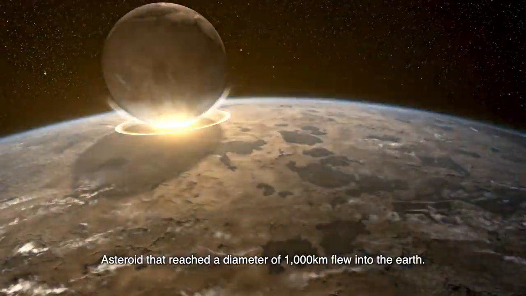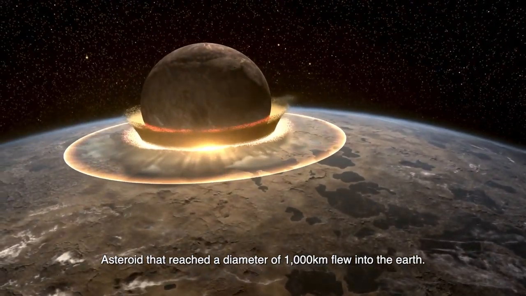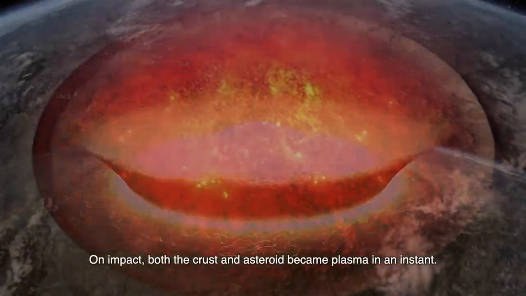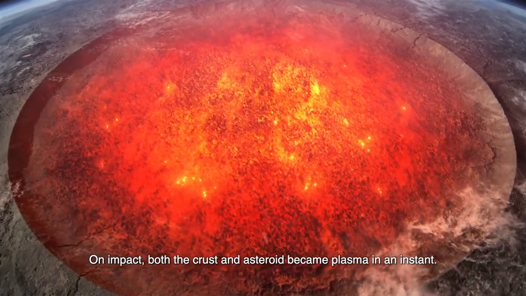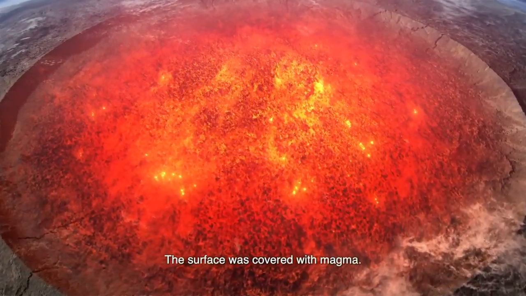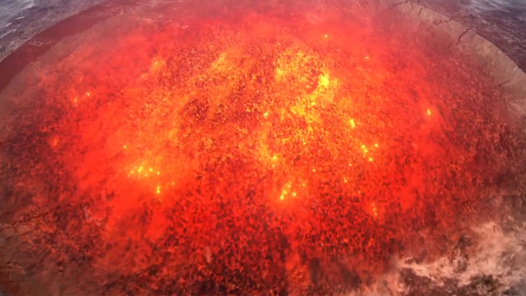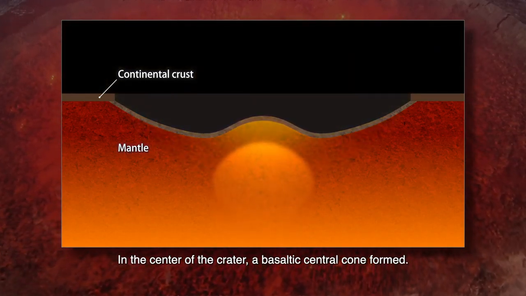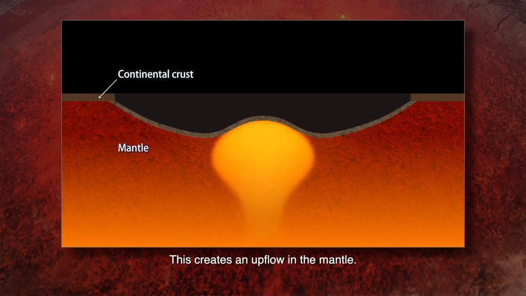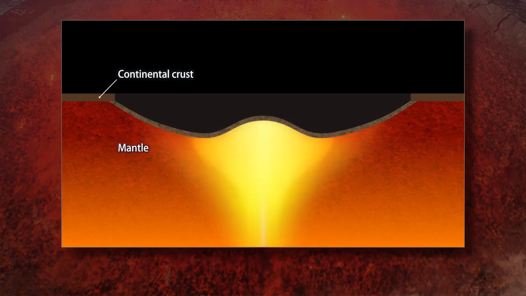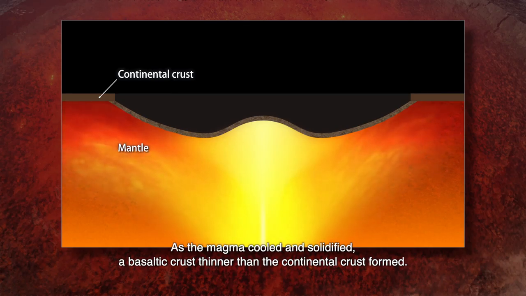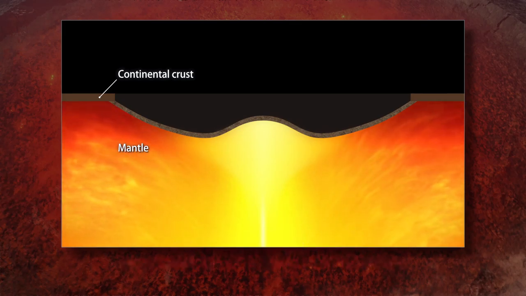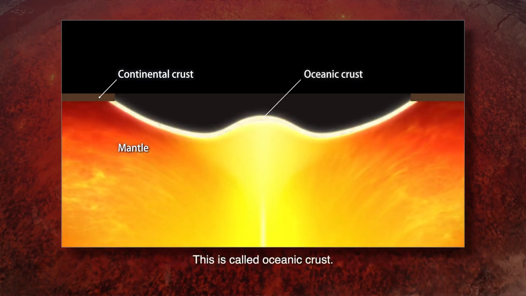Asteroids that reached a diameter of 1,000 kilometers flew into the Earth. On impact, both the crust and asteroids became plasma in an instant. The surface was covered with magma. In the center of the crater, a basaltic central cone formed. This created an upflow in the mantle. As the magma cooled and solidified, a basaltic crust thinner than the continental crust formed. This is called oceanic crust.